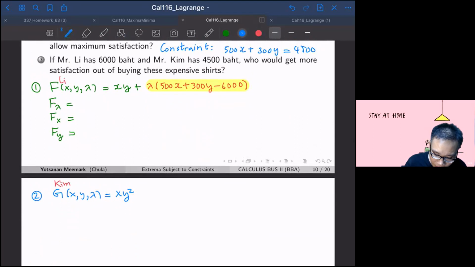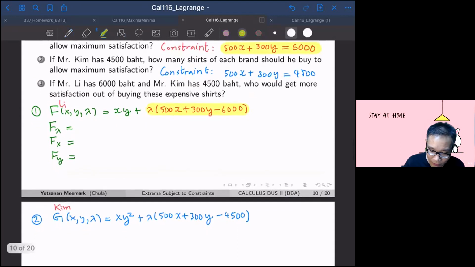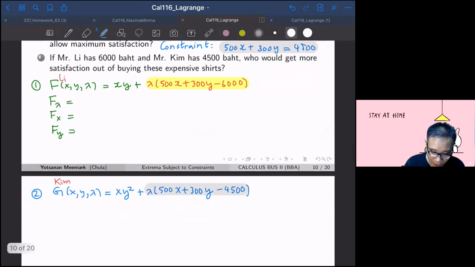So you have xy squared plus lambda times 500x plus 300y minus 4,500. Okay, so this one will be the constraint for Mr. Kim. And again, you're gonna do f lambda, fx, and fy.